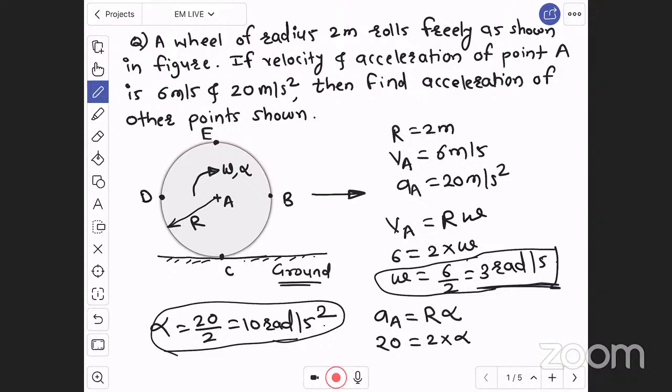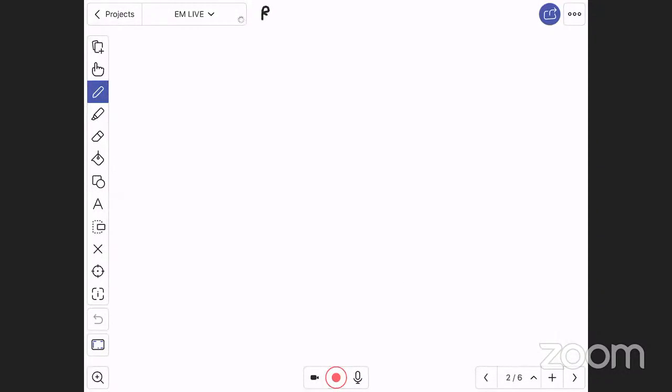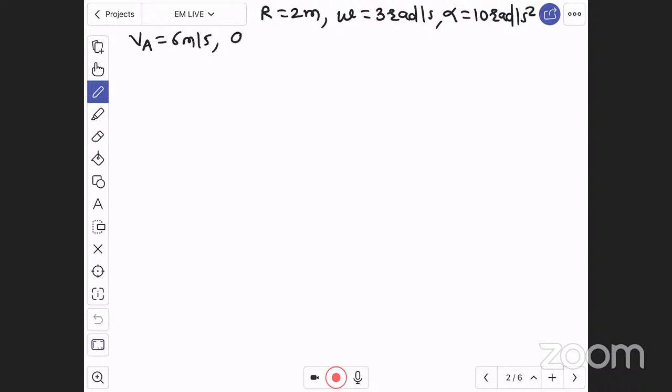Now my dear students, the radius of the wheel is given as 2 meter. We have calculated angular velocity as 3 rad per second. Also we have calculated angular acceleration as 10 rad per second squared, right? Then the velocity of the center point is given as 6 meter per second, and the acceleration of the center point is given as 20 meter per second squared, right? This is the given data.